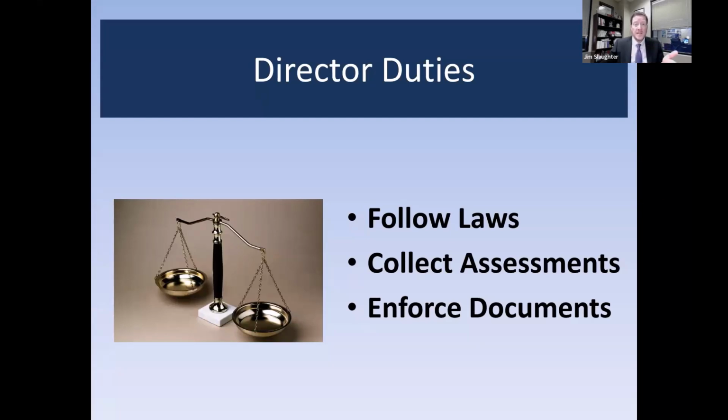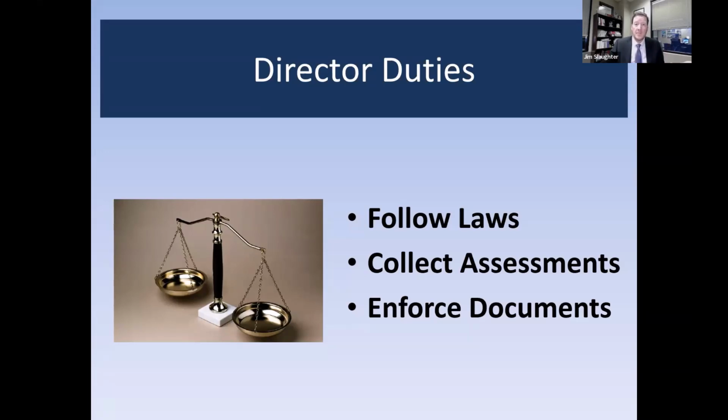There are a lot of laws, as I mentioned. You're supposed to make certain that the laws are followed and that the association does nothing that is in violation of the law. Two, you're supposed to collect the assessments owed by owners. Assessments is the word in the statutes; you may call them dues. That's the only money the association has.